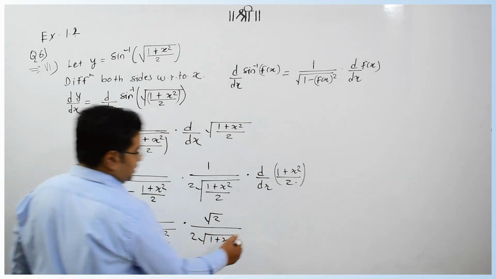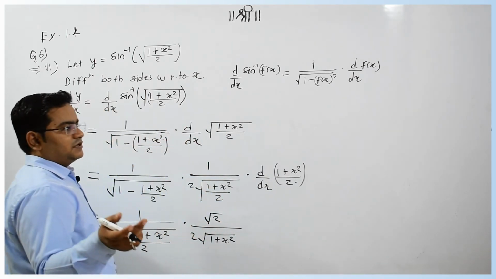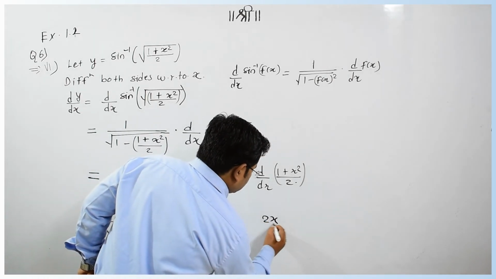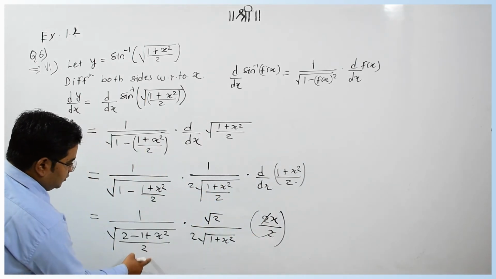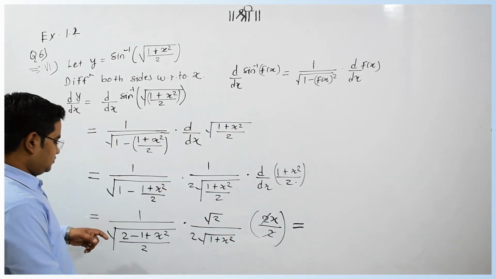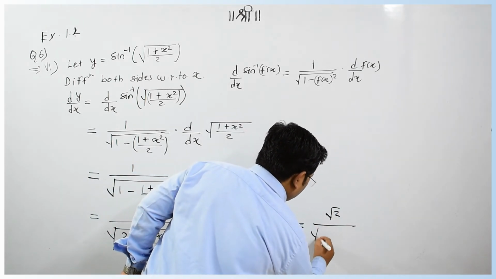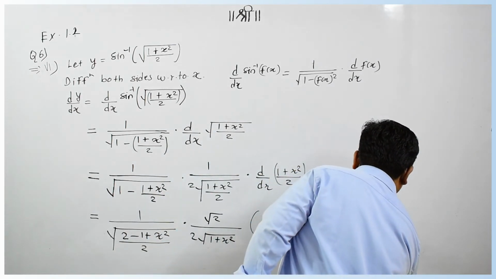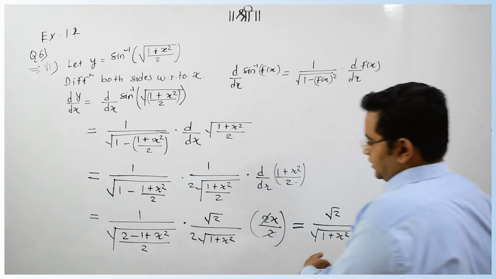Next step, what is the differentiation of this? The differentiation of 1 plus x square will be 0 plus 2x divided by 2, so this 2 will get cancelled. Again this under root 2 goes to the upper side. Just look at this equation properly. So this is equal to under root 2 divided by under root of (1 plus x square) dot under root 2 divided by under root of (1 plus x square). Hope you got it.